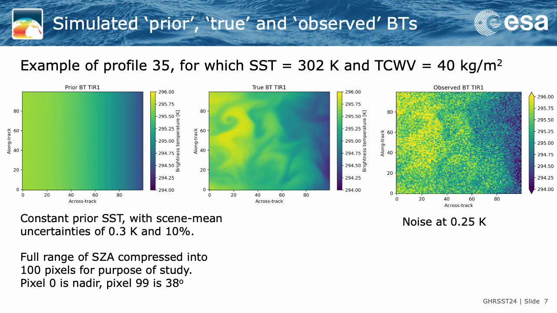The middle image shows the variation in SST and how it translates into brightness temperature for the case of TIR1. And then when we add noise, we see that that pattern is quite significantly degraded. So noise is going to be an issue.